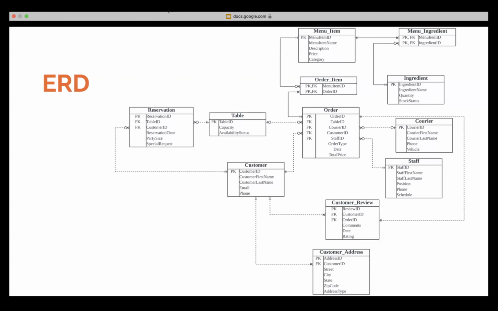The customer table stores customer information like names and contact details. It is linked to the order table, enabling the system to log each customer's order history. This table provides the foundation for customer management and personalized service. Through this example, we can see how the tables work together to manage the restaurant operations.